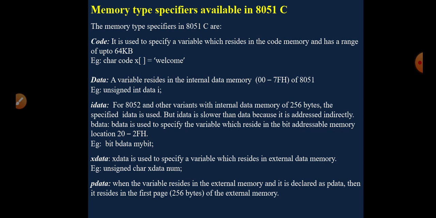Then you have pdata. If the variable resides in the external memory, it is declared as pdata, that is nothing but your paged data. Then it resides in the first page, that is 256 bytes of the external data memory. So depending upon your type specifier, wherever the variable has to reside, the appropriate type specifier has to be used, like code, data, idata, xdata, or pdata.